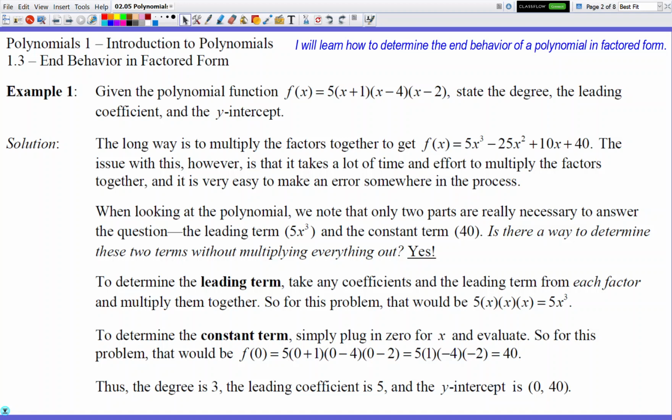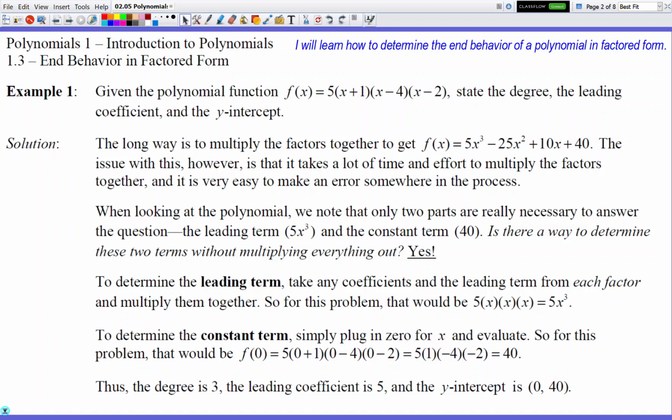You can see it right here in example 1: 5 times the quantity x plus 1 times the quantity x minus 4 times the quantity x minus 2. This is what you call factored form. We're going to see how we still get the degree, the leading coefficient, and the y-intercept, all those pieces of information, if we're given a totally different looking form of a polynomial function.